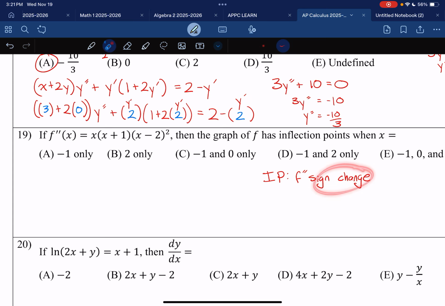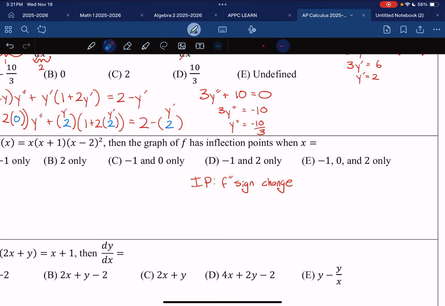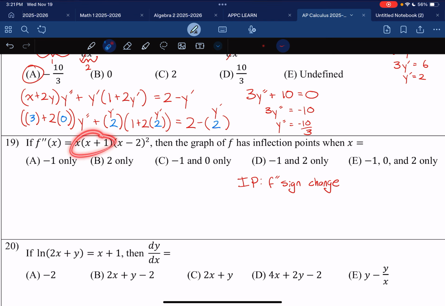A sign change can only happen when we have factored forms. It already gave us the factored form, and we are looking for odd powers. This is a power of 1, and this is a power of 2. This is an even power. This will not change signs. That will not be an inflection point. These two will be sign changers.